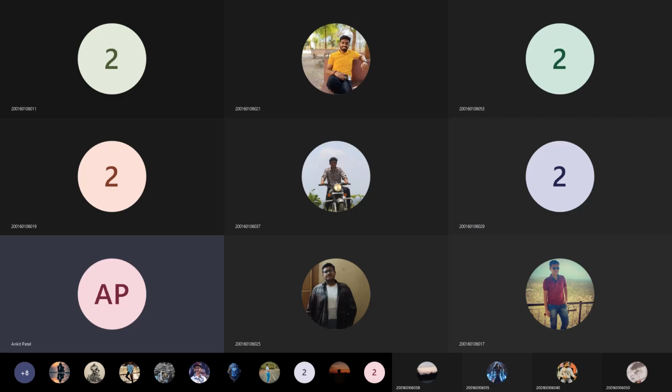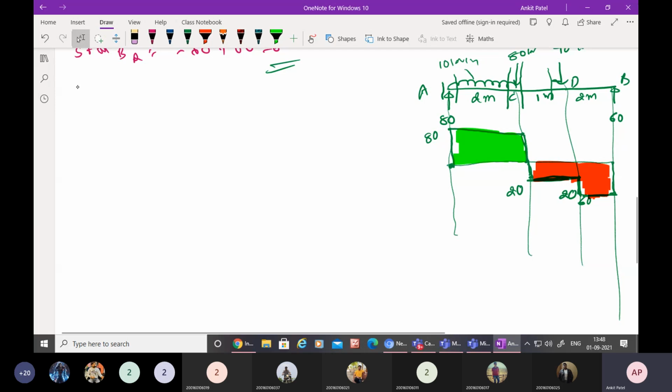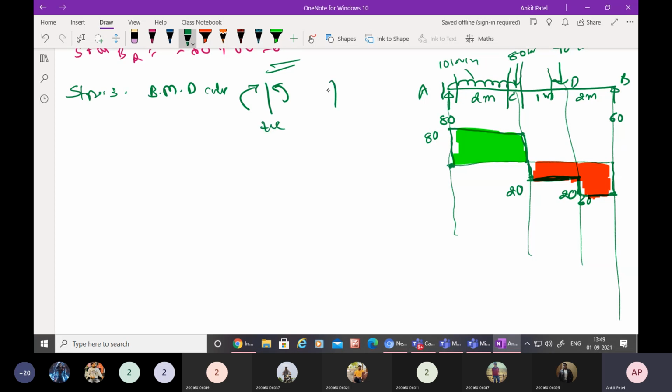Let's calculate it for step 3. Step 2 is over. Step 2 was the shear force calculation, and step 3 is the bending moment diagram calculation. Clear? So for that you need to take the sign convention. Upward is positive, and the opposite of this is negative.